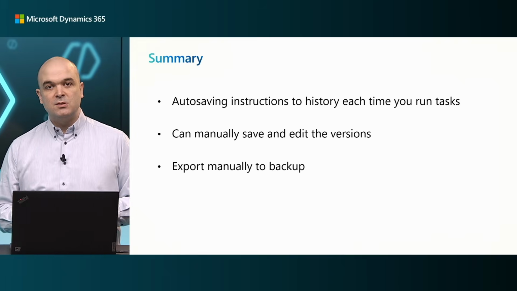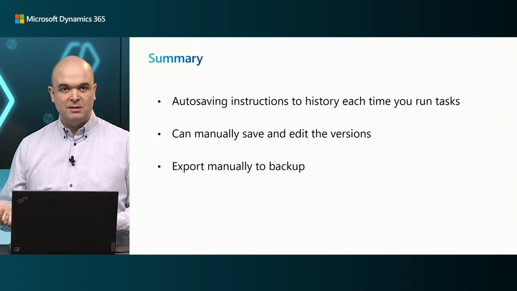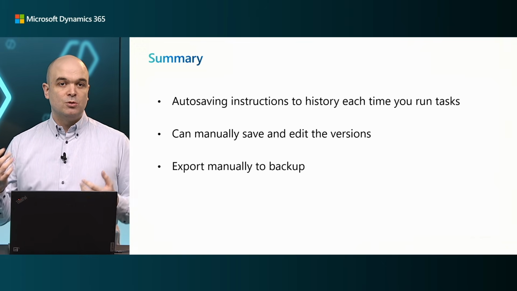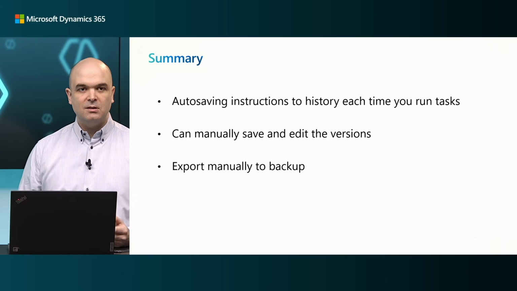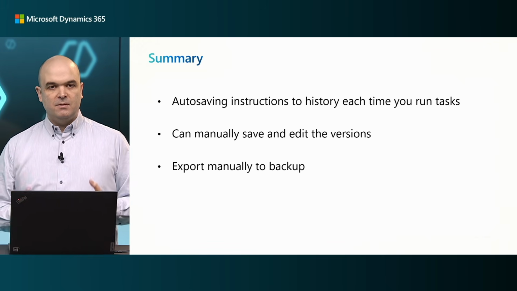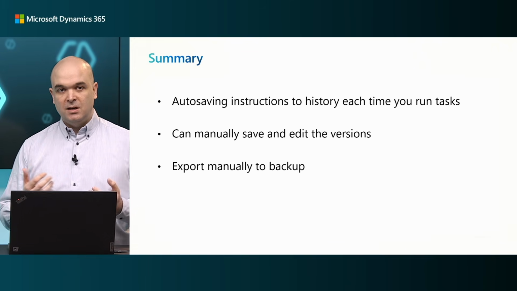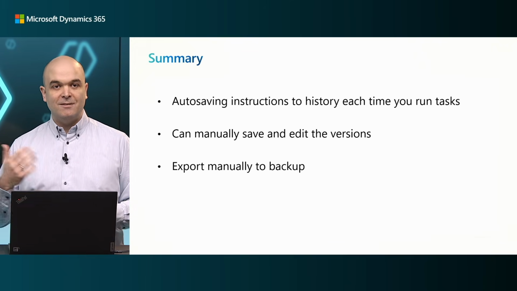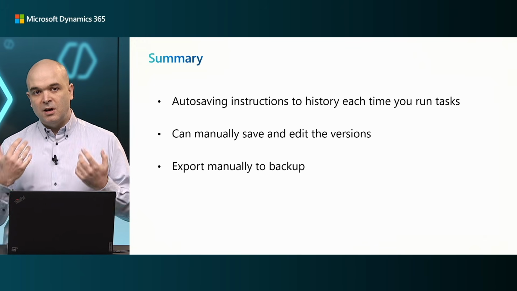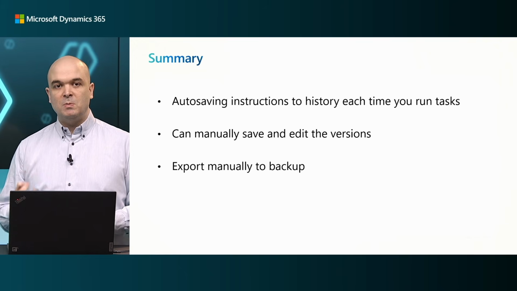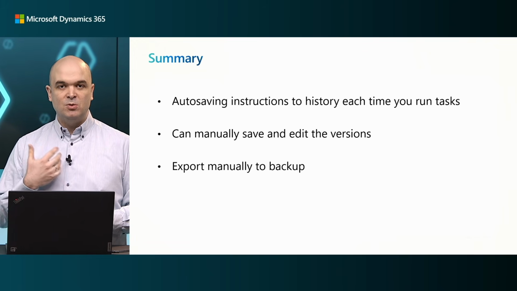So, to summarize the video, you have seen that we are saving instructions to history each time when you run the tasks. Thus, you should not worry that you're going to lose any of the work that you did. You have the option to manually save and edit the version names so you can quickly find or go back to the specific versions. And the thing that I would like to highlight is that you need to export manually, as you have seen me using the download button, because we are not exporting the instruction history when you are exporting the agent.